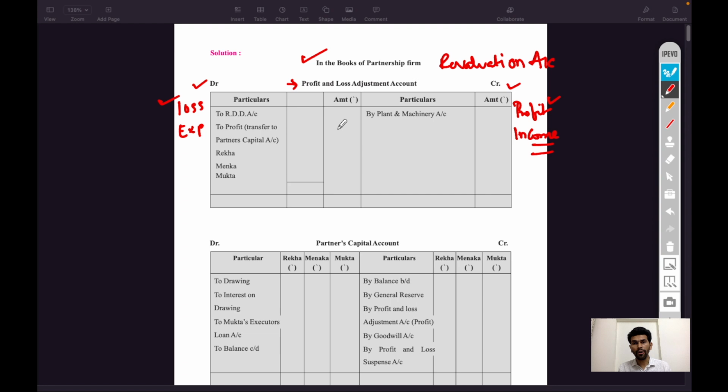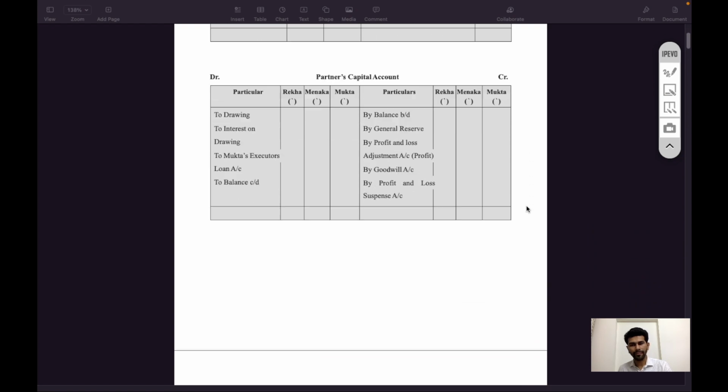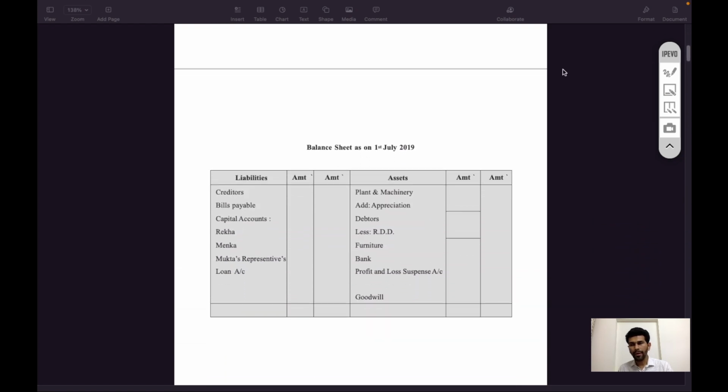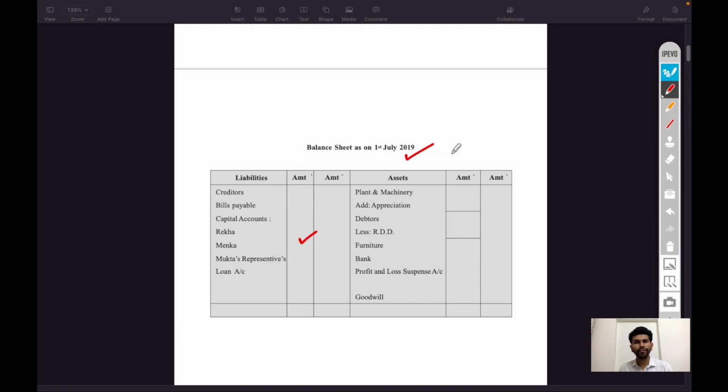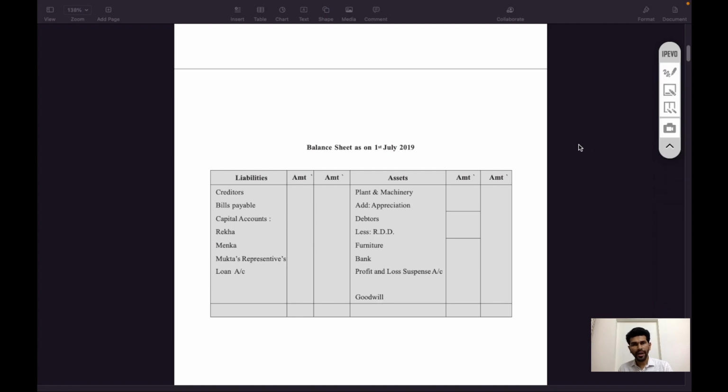Similarly, we don't record the notional profit and loss in profit and loss account. We record in profit and loss adjustment account. This is just a temporary account. Okay. Next, partners capital account, debit side, credit side of each partner. Then we will prepare balance sheet after date of death. So there will be only two partners, continuing partners, Rekha and Menka. Let's start solution.